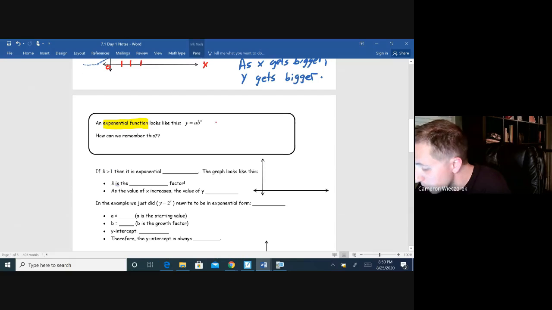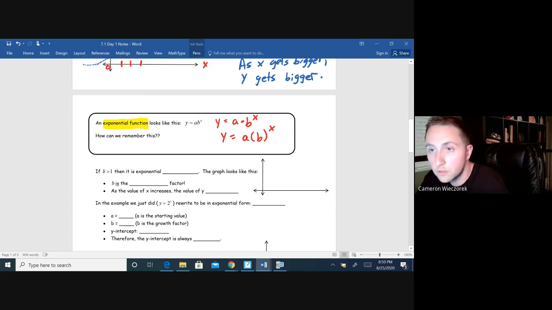Sometimes you might see it written with a dot in between the a and the b. Sometimes you might see it written with a parenthesis. All of these forms are dealing with an exponential function. And here's a little clue. Don't tell anybody else. But the way you can tell it's an exponential function is because x is the exponent.